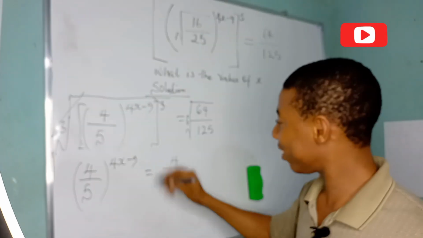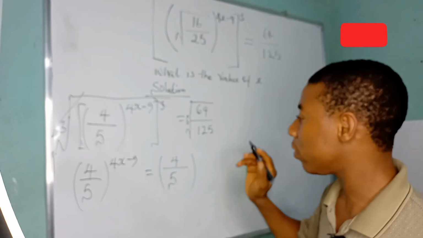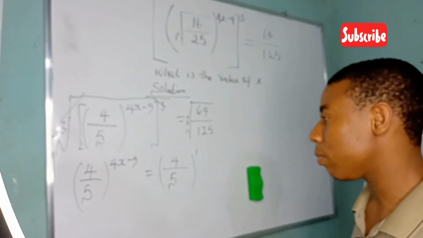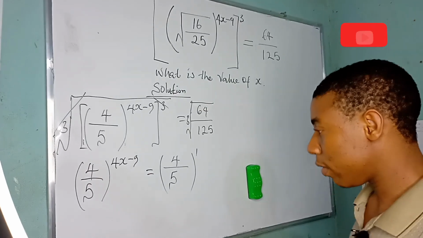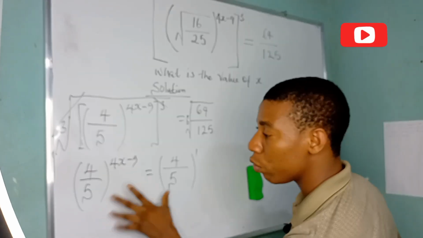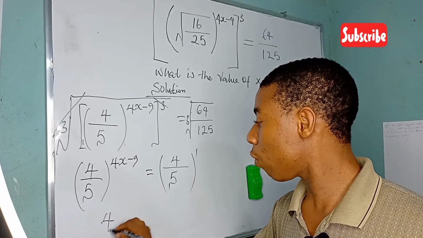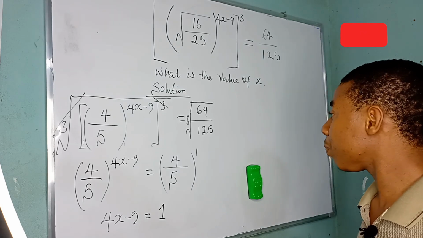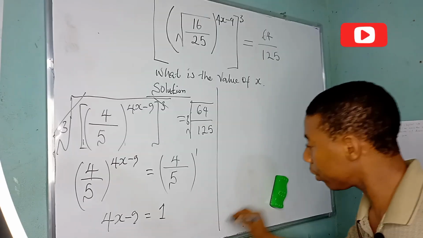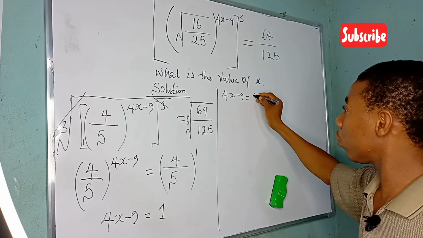Now, what do we do? We can simply express the right side as 4 over 5 raised to the power 1, which is still the same thing. According to indices, when we have the same base, we can equate the powers. So now let's equate the powers. We have 4x minus 9 equals 1.